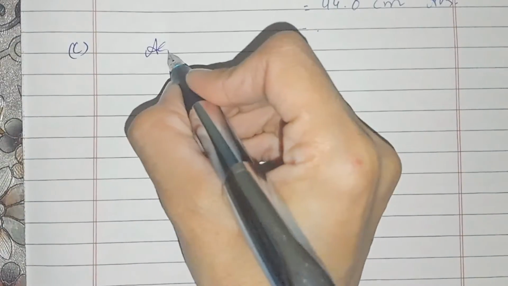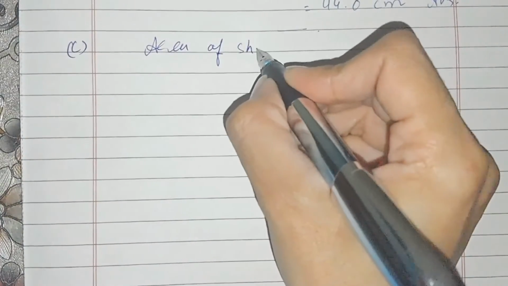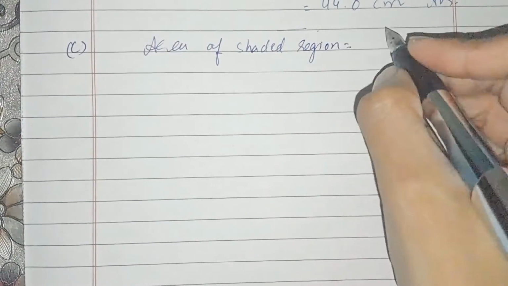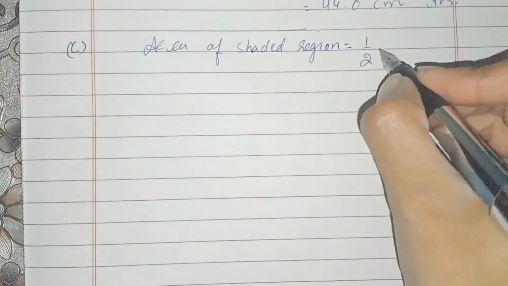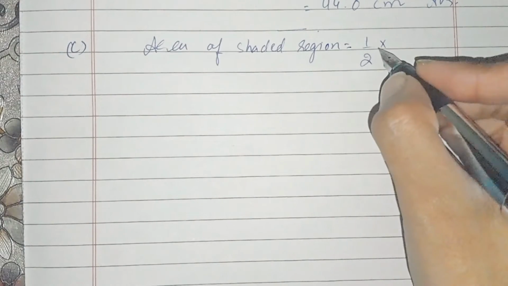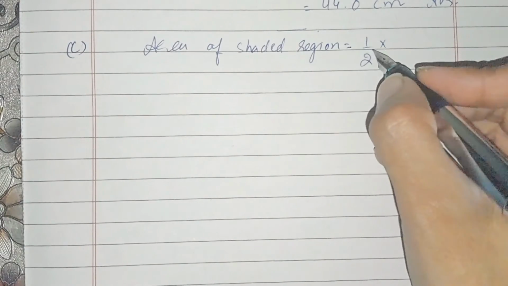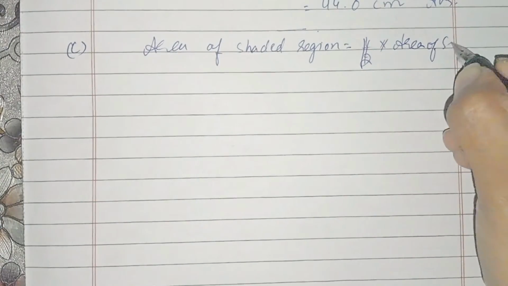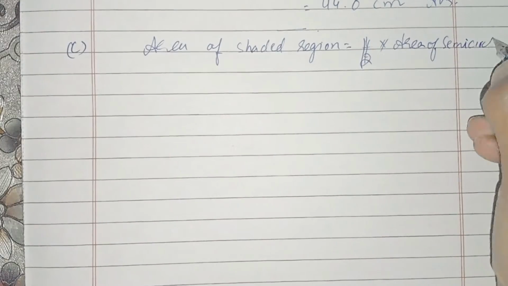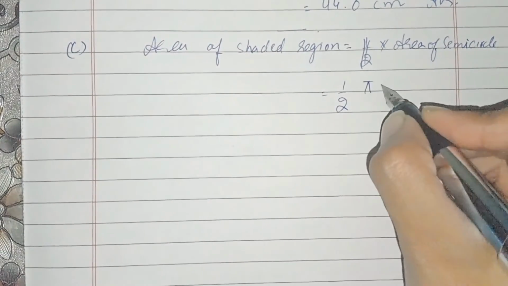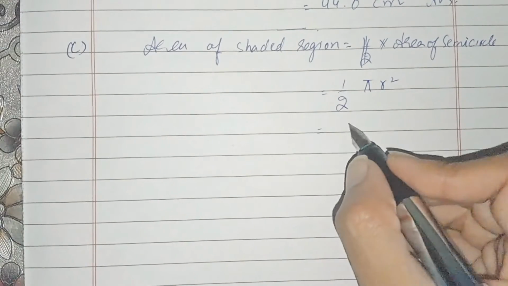In part number C, area of shaded region is equal to area of a semicircle. Okay, first you mention it. Area of semicircle is equal to 1 by 2 pi r square.